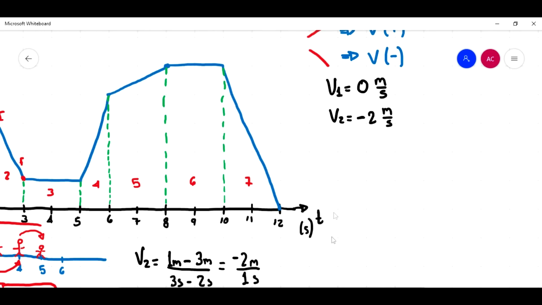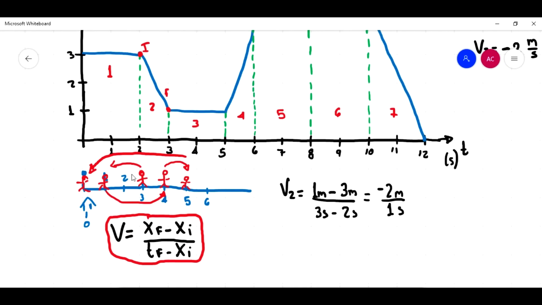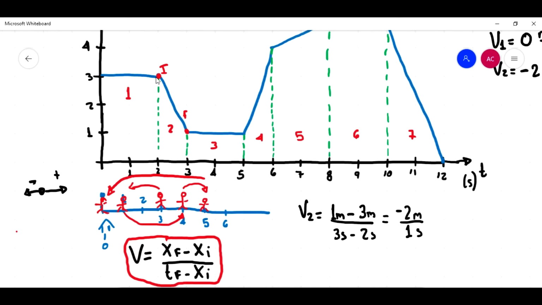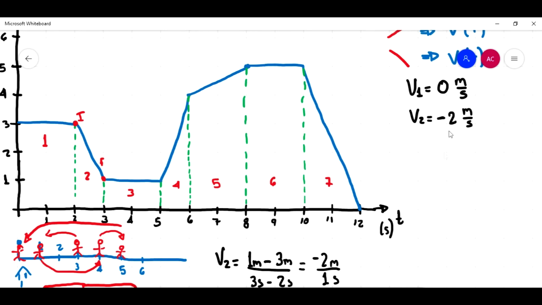And it's negative. Why is it negative? Because it's going to the left. Remember I told you about the reference system. If I have a reference system, if I go to the right, it's going to be positive. If I go to the left, it's going to be negative. So in segment number 2, I'm in position 3 and then I'm moving to position 1 meter. So I move to the left. That's why the velocity is negative. Velocity is a vector. The number is the magnitude and the sign is the direction.